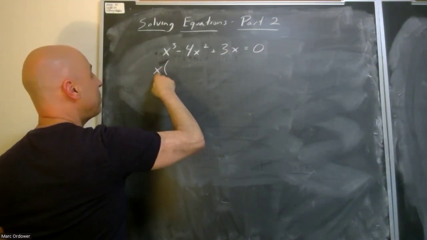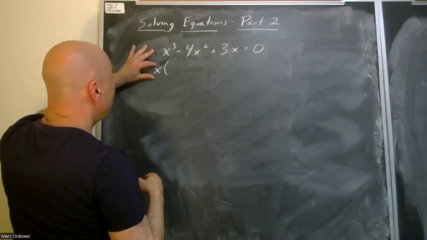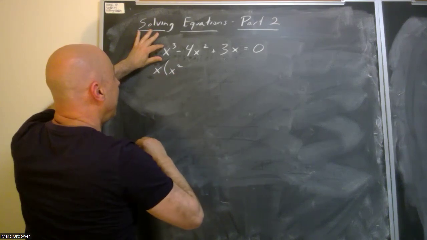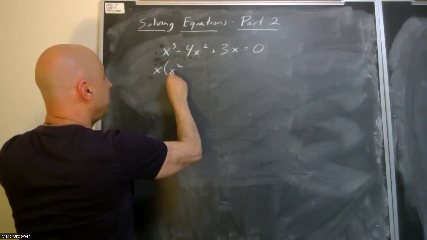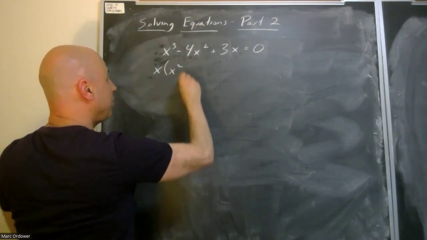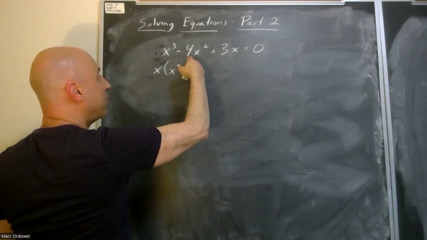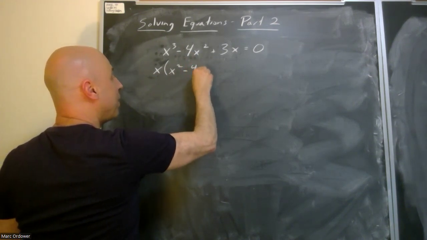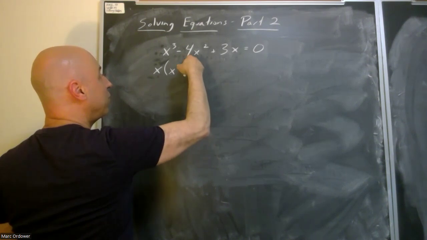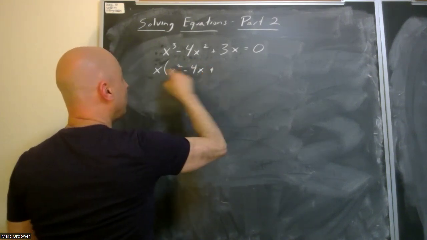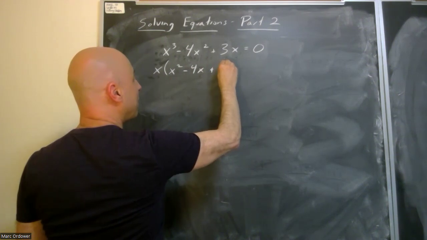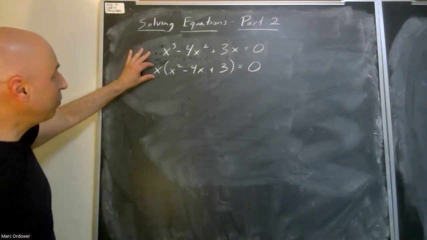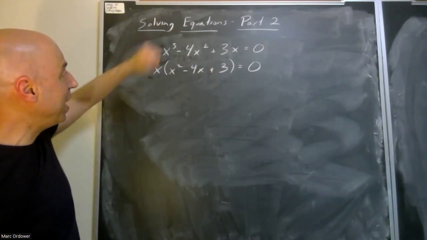So once I pull this x out, what do I multiply x by to get x cubed? I multiply it by x squared. So x times x squared is x cubed. That takes care of this first term. Let's pull the x out of the 4x squared. What do I multiply x by to get 4x squared? Well, I multiply it by 4x. x times 4x is 4x squared. And what do I multiply x by to get 3x? Well, I just multiply it by the number 3, of course. So you can check that if you multiply this x back into every term, you get back what you started with.